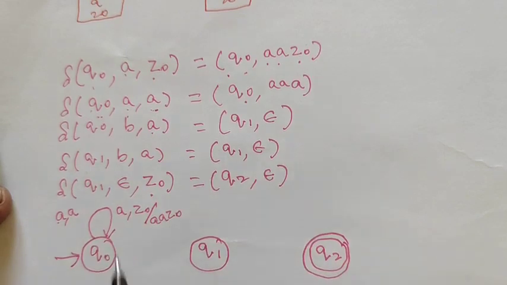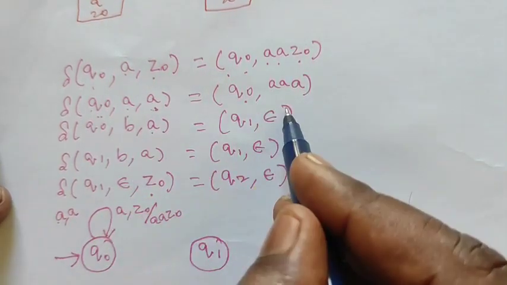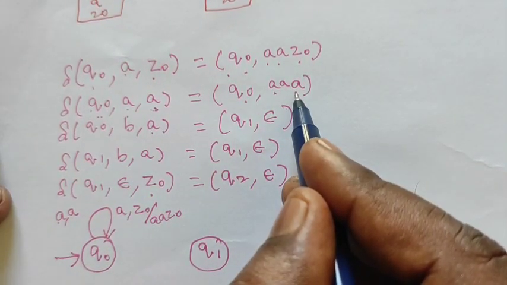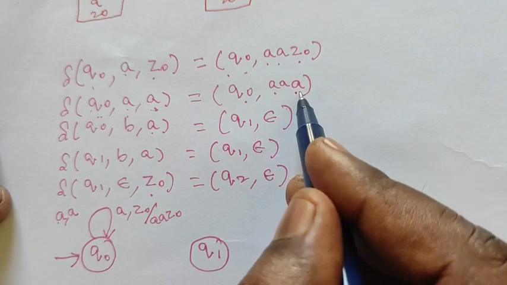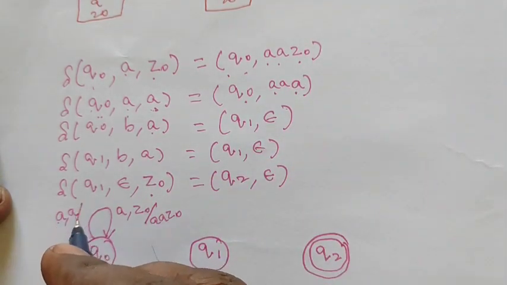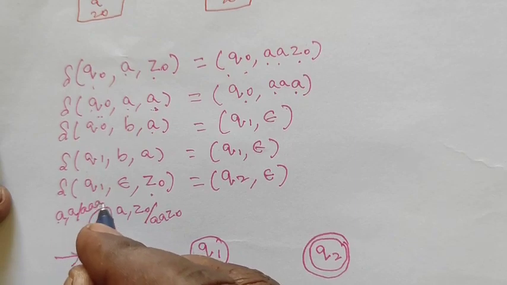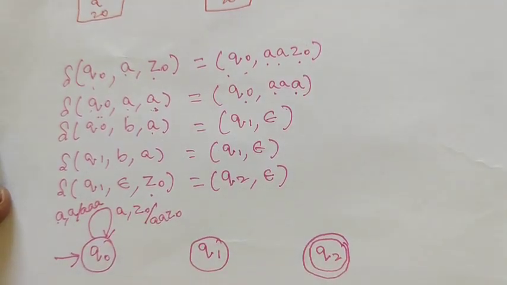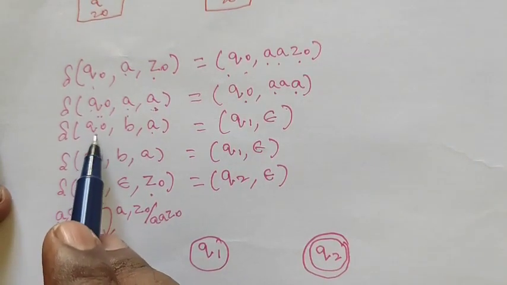Now this A is replaced by A. That A is untouched, and apart from that, two A's are pushed further. So I put a bar, A, 3A's.